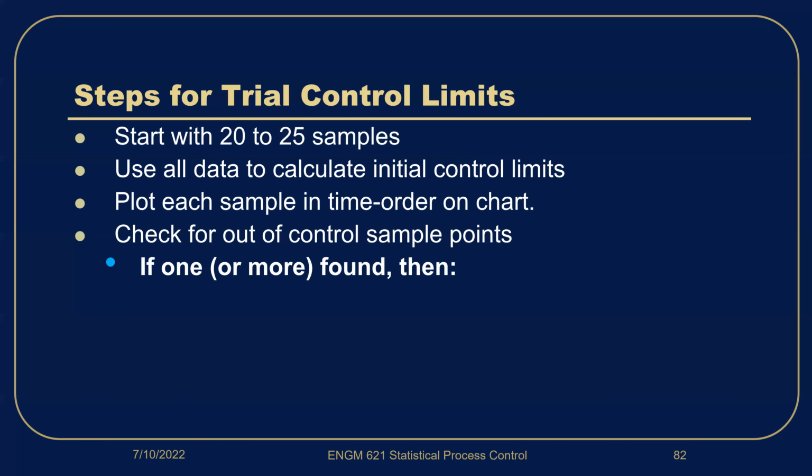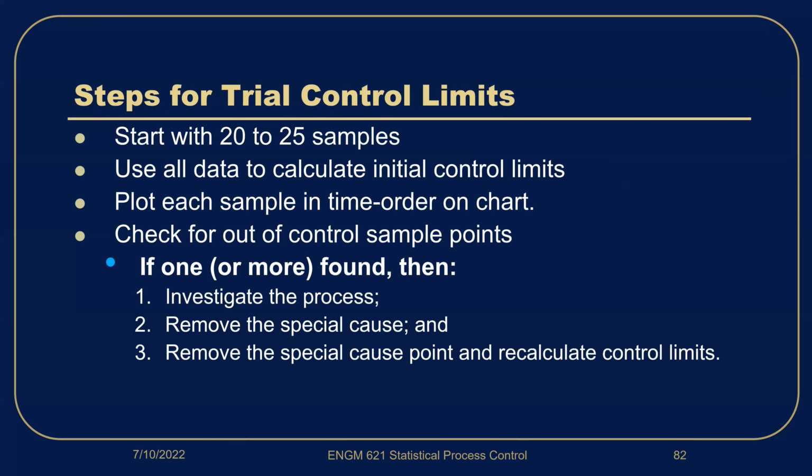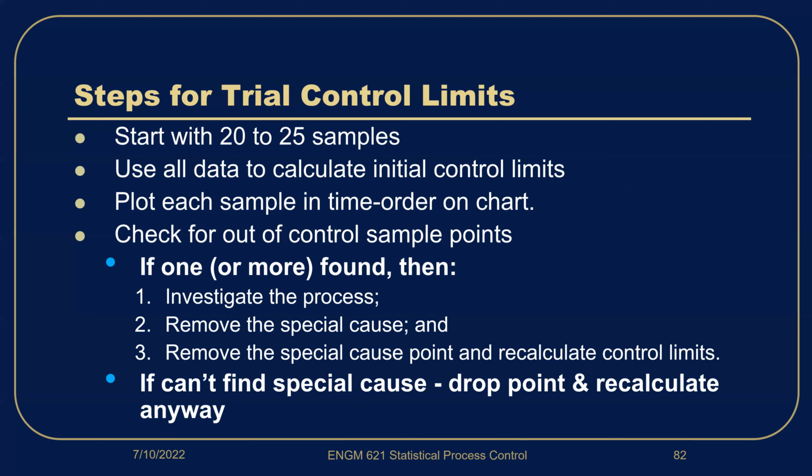If there's any out-of-control point found, then we investigate the process, remove the assignable causes, and remove the points due to the assignable causes, and then use the rest data, which are all in control data, to recalculate control limits. If we cannot find assignable causes for the out-of-control points, we anyway need to drop those points and recalculate the control limits, because no matter we find assignable causes or not, those points are out-of-control points anyway. So we need to drop them when recalculating the control limits.